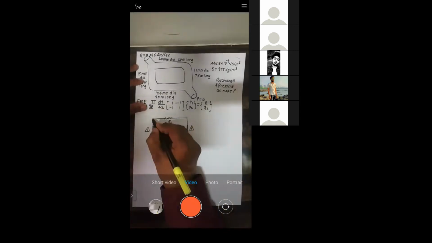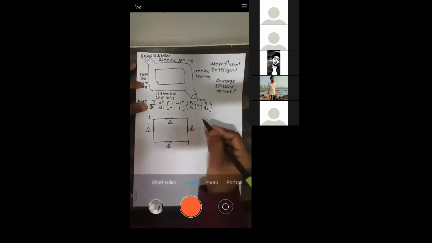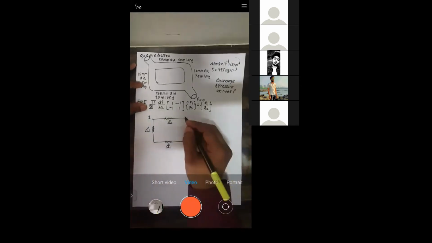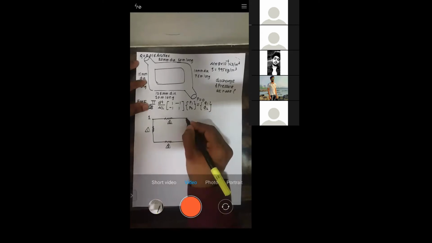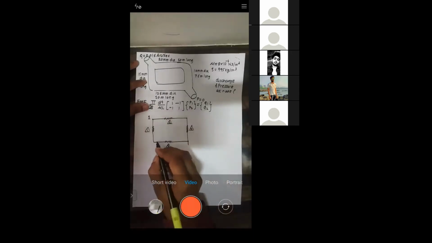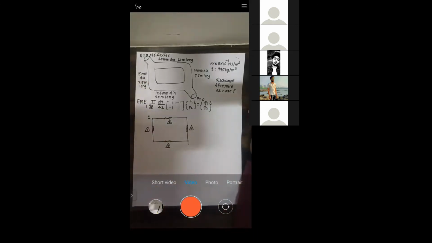I will call this node number 1. I may call this node number 2. If you want to call this 2, you call it. Otherwise, if you want to call this node number 3 or 2, like that, it is up to you how to assign it.